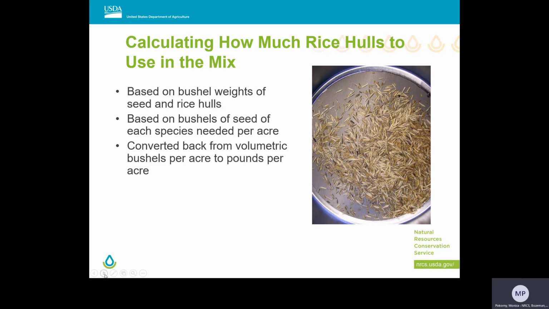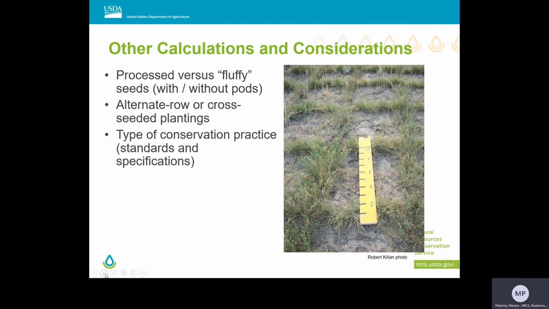How much rice hulls to use is based on the bushel weight of the seed and the rice hulls and the amount of seed that you're going to use per acre. And then it's converted into pounds per acre. Calculating the seed mix volumes and weights using rice hulls is really more than we're going to discuss in this presentation, but we want you to be aware that there's a regional technical note, Plant Material 7, that describes this process in detail.